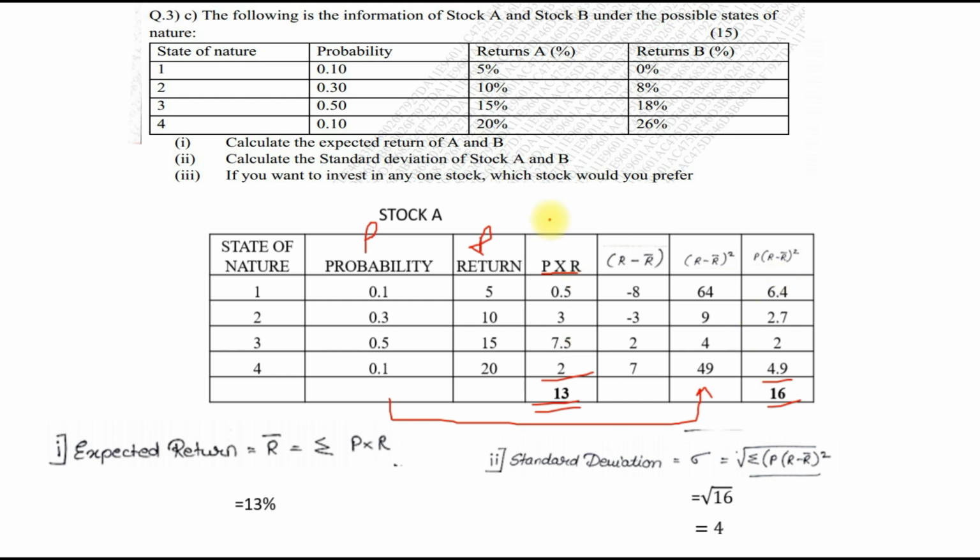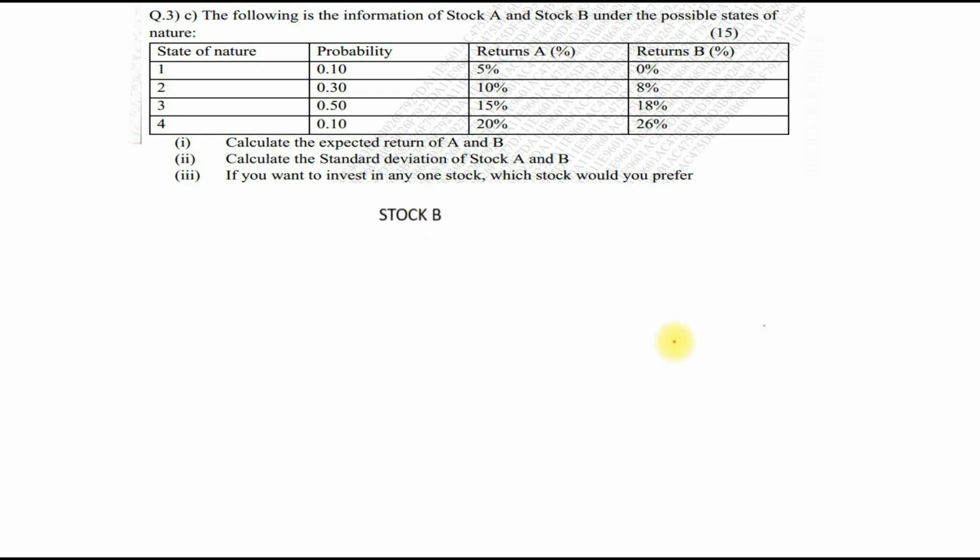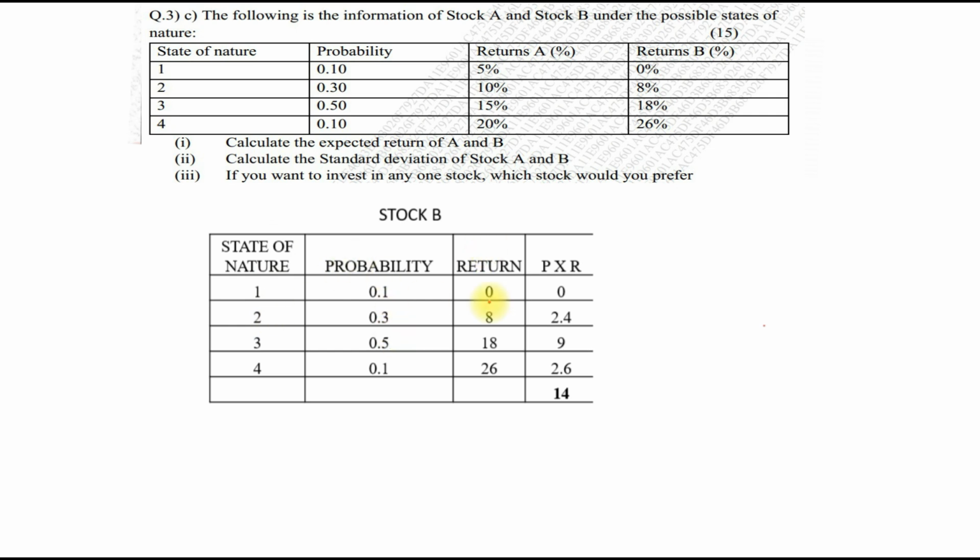Now, in the same way, let us start with stock B. We'll take the return of B along with the probability. Same columns: state of nature, probability, return and P into R. So 0.1 into 0, 0.3 into 8, 0.5 into 18 and 0.1 into 26. We multiply, and we get the total as 14. So our expected return, the sigma of P into R, is 14%.